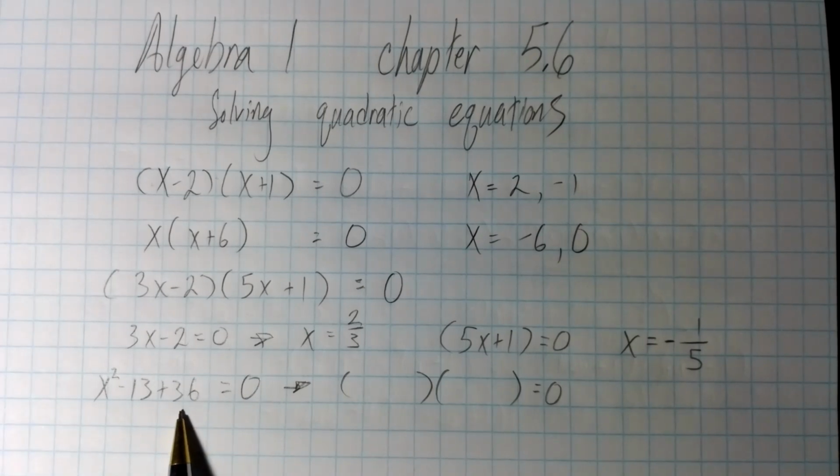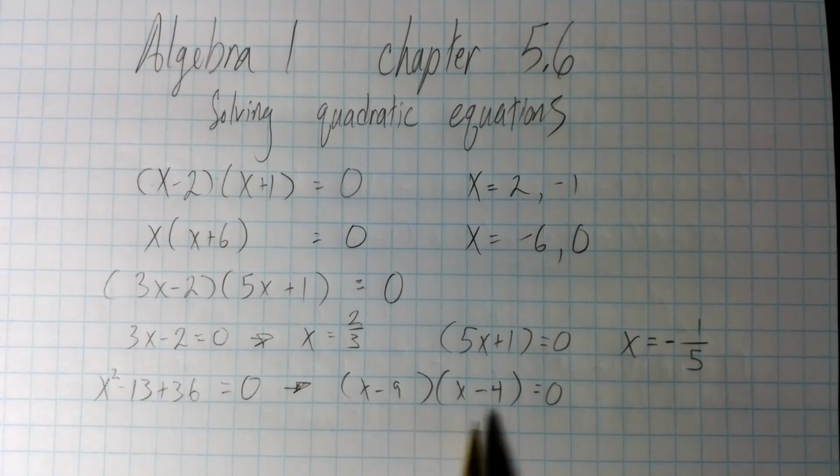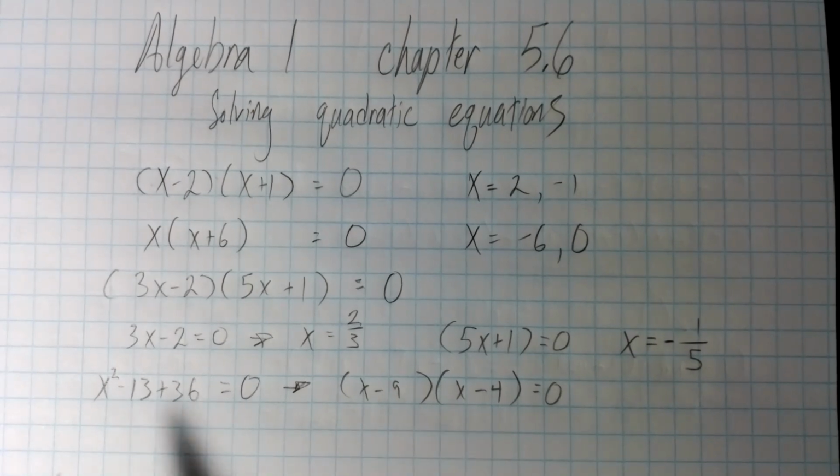Okay, so something times something is going to be 36, and if I add those together I need a -13. I think 9 and 4 are my numbers, or negatives actually. Yeah, if I check, -9 times -4 is 36, and then -9x plus -4x will give me a -13. I need an x here, sorry folks.